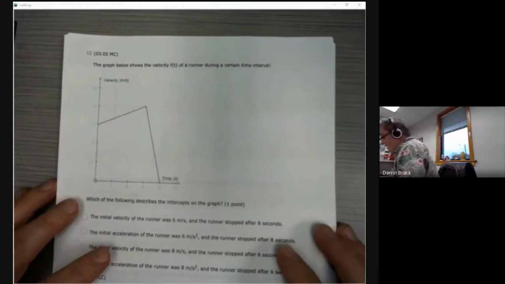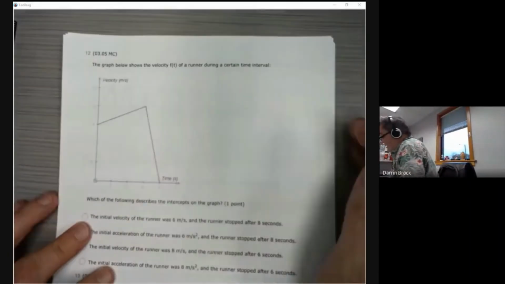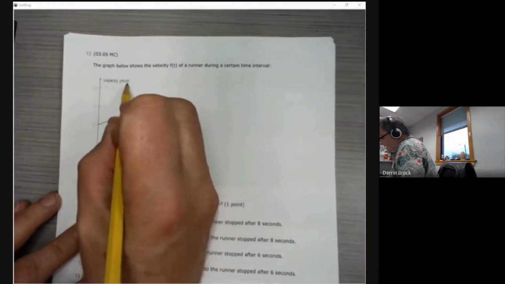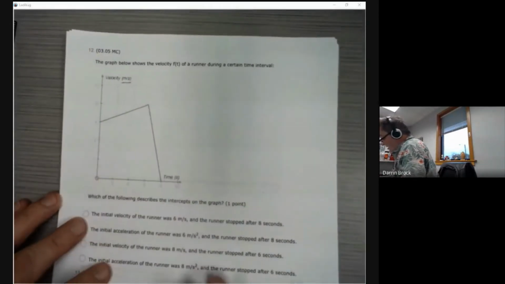This graph shows the velocity of a runner during a certain time interval. Meters per second is velocity, so how fast he's going is how many meters per second he's going. Which of the following describes the intercepts on the graph?